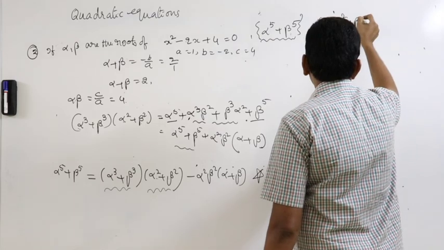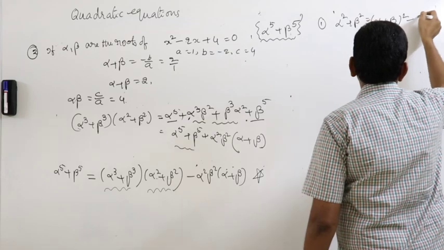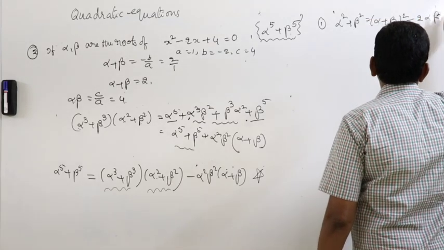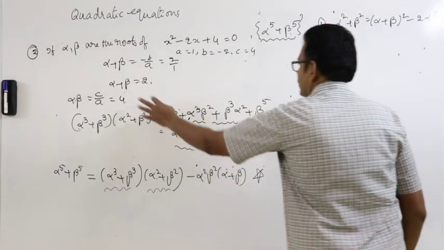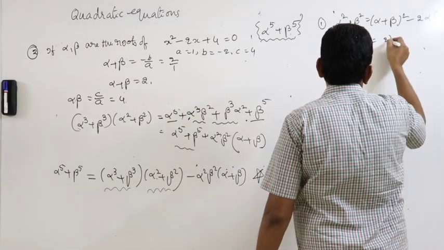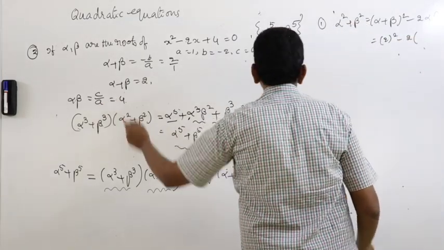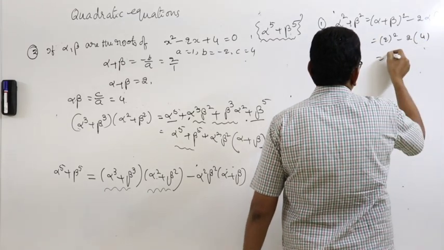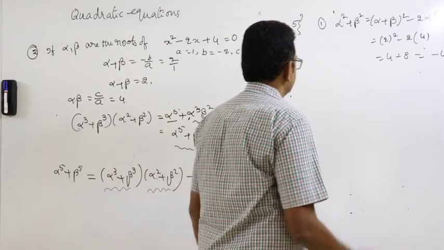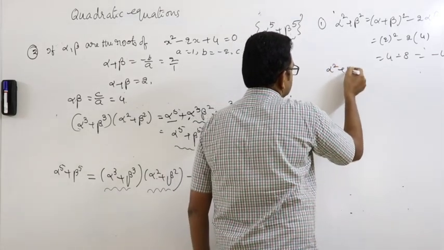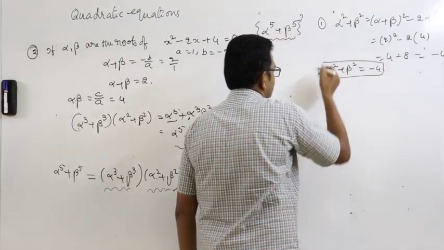First I have to find alpha square plus beta square, which is equal to alpha plus beta whole square minus 2 alpha beta. Alpha plus beta is 2, that is 2 square, minus 2 into alpha beta, which is 4. So this is 4 minus 8, that is minus 4. So alpha square plus beta square is equal to minus 4. This is one value.